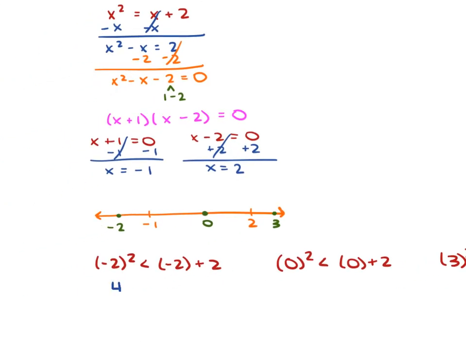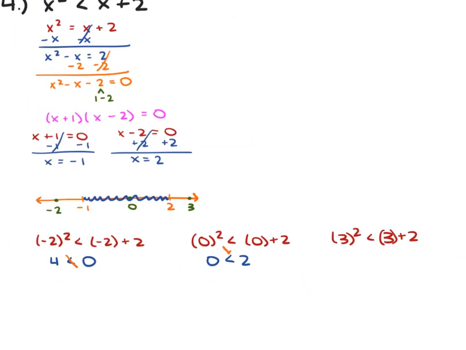Negative 2 squared is 4, is less than negative 2 plus 2, which is 0. That's not true, so that doesn't work. We wouldn't shade to the left of that negative 1. For the 0 squared, that 0 is less than 0 plus 2 is 2. That works, so we would shade in the middle of the negative 1 and the 2. Now that you have that, you really don't need to move any further. However, if you did the 3 squared, you would get 9 is less than 3 plus 2 is 5. 9 is not less than 5, so that doesn't work either.